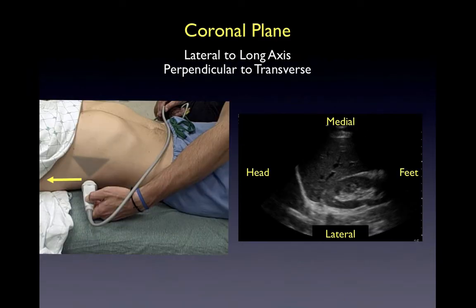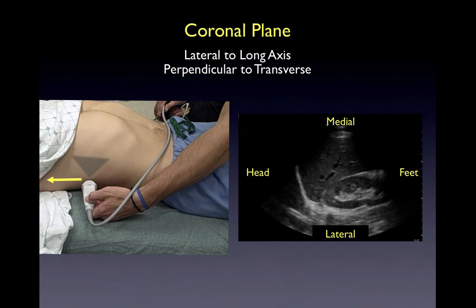This is the coronal plane. Here we're lateral to the long axis and perpendicular to the transverse. The coronal plane, it's also known as the frontal plane. It separates the anterior part of the body from the posterior part of the body, or in other words, the front from the back. Here the operator has the probe marker pointing towards the patient's head, and this is a right upper quadrant view that commonly is used to perform the FAST examination.